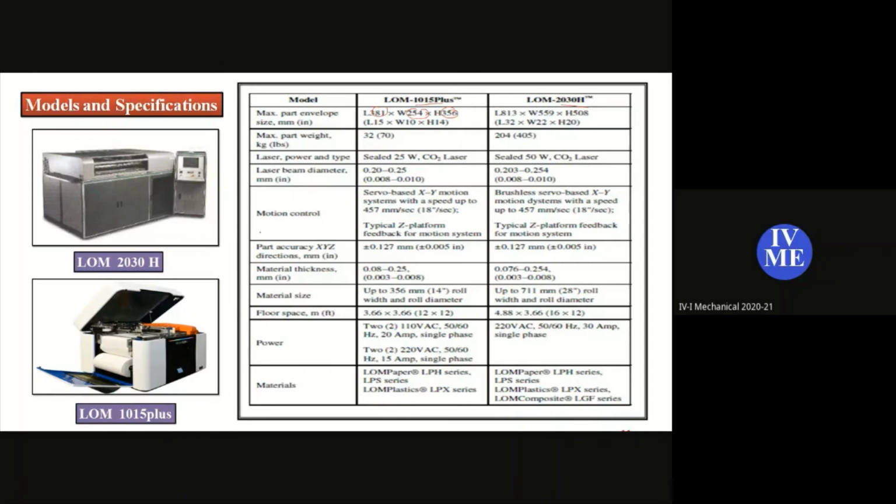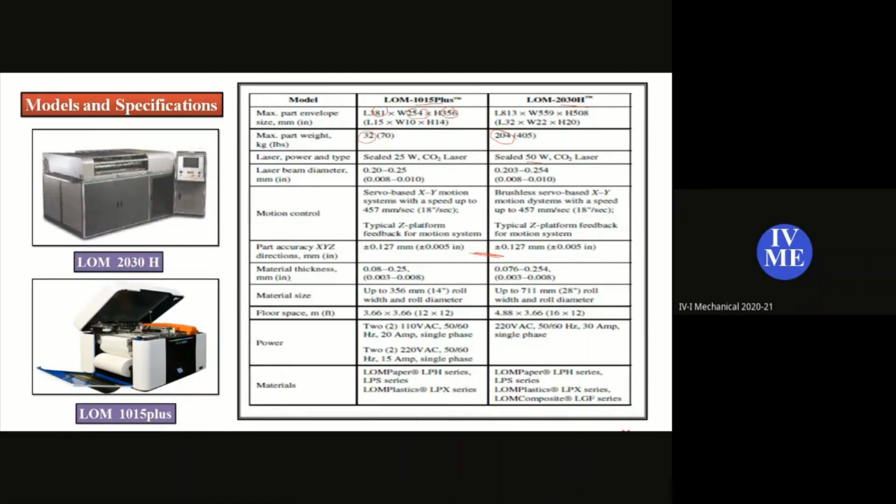The maximum weight this machine can withstand is 32 kgs and 204 kgs. 204 kgs is a very huge weight for a part, and this machine can withstand it. The laser power is 25 watts and 50 watts. A CO2 laser is used. The part accuracy is plus or minus 0.127 for both, so the accuracy of the part is the same for both machines.